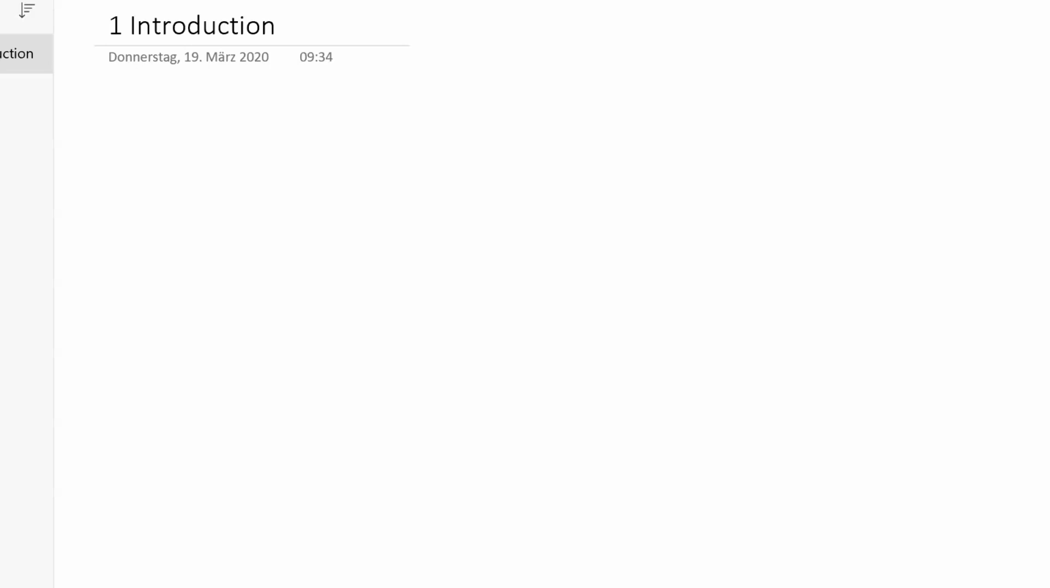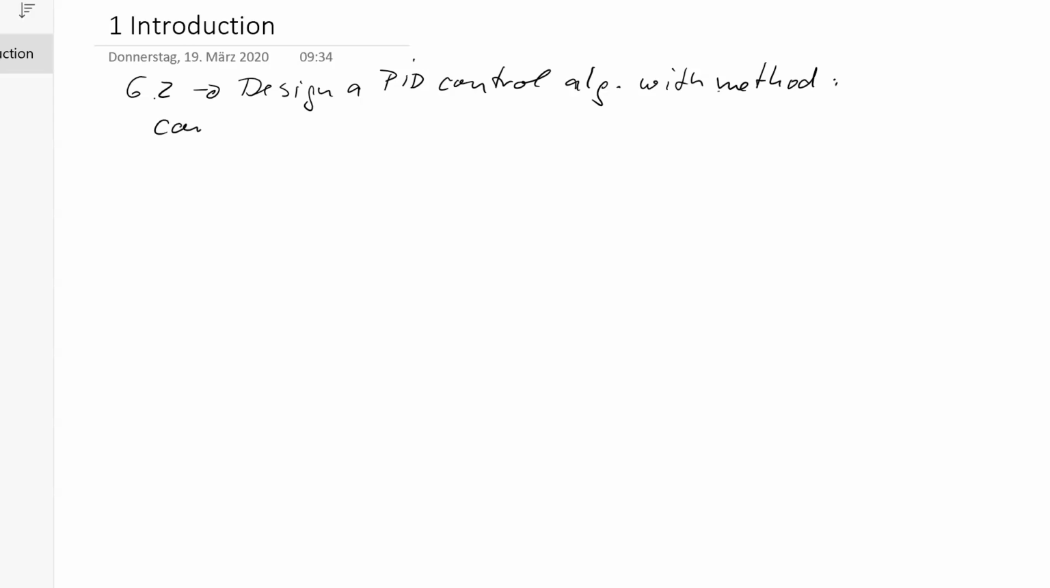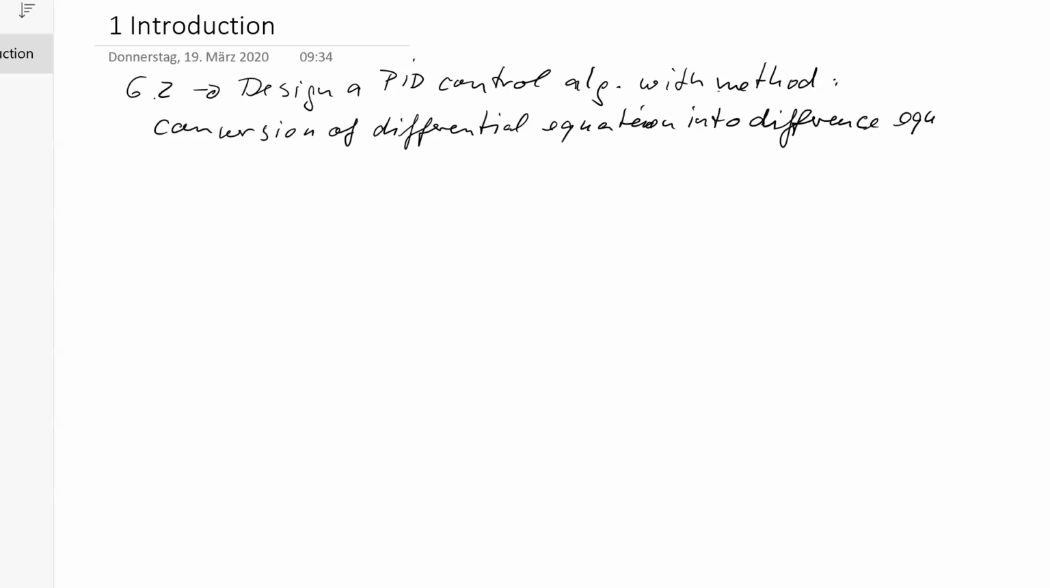Okay, in chapter 6.2 I want to do the following thing: design a PID control algorithm with the method of conversion of a differential equation into a difference equation. No use of Z transform.